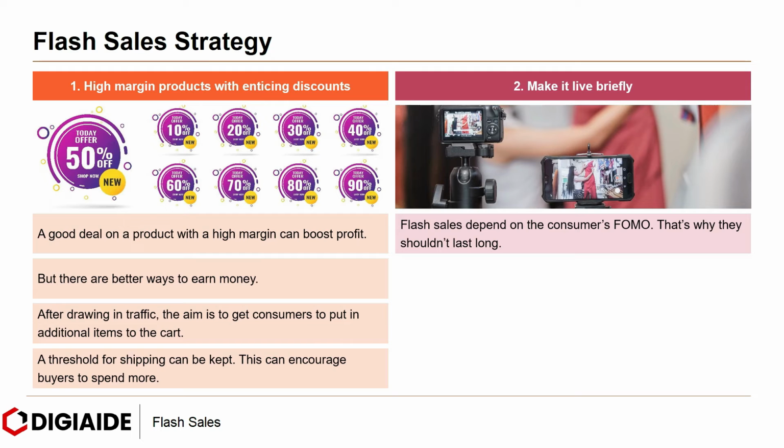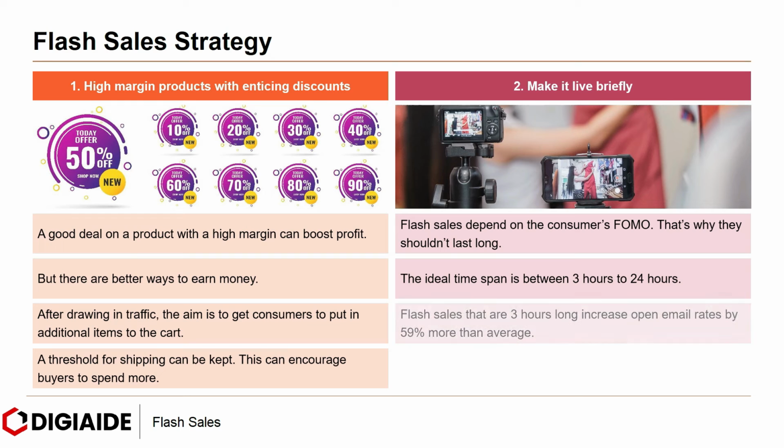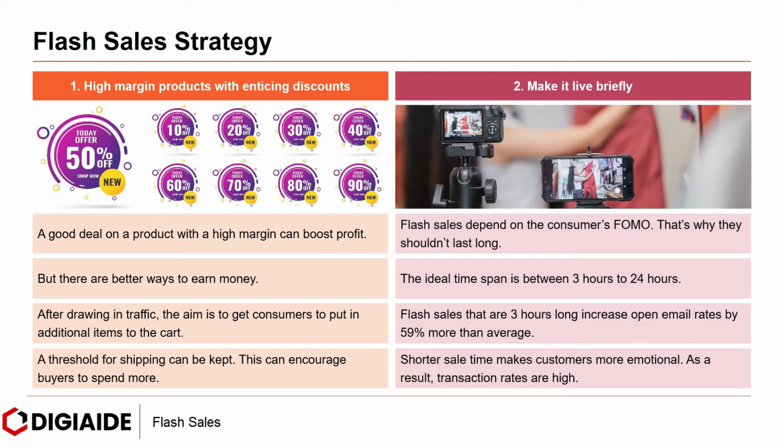Next, make it live briefly. Flash sales depend on the consumer's fear of missing out. That's why they shouldn't last long. The ideal time span is between 3 hours to 24 hours. Flash sales that are 3 hours long increase open email rates by 59% more than average. Shorter sales time makes consumers more emotional. As a result, transaction rates are high.